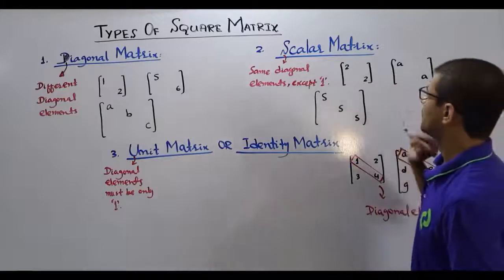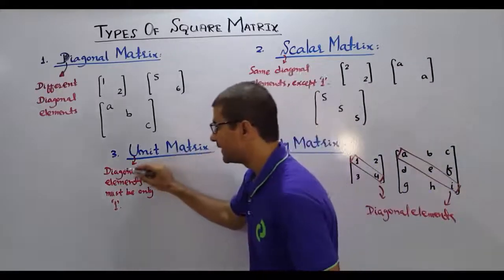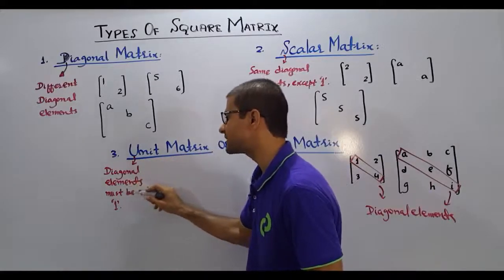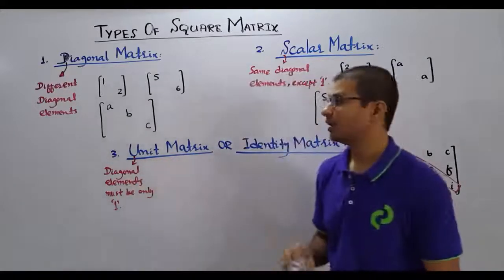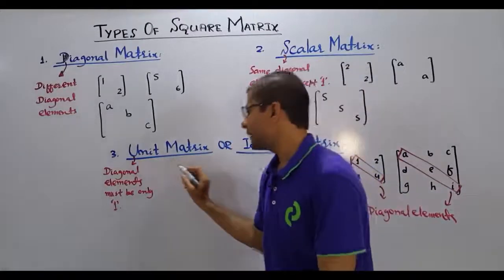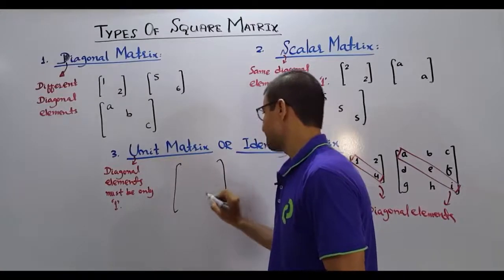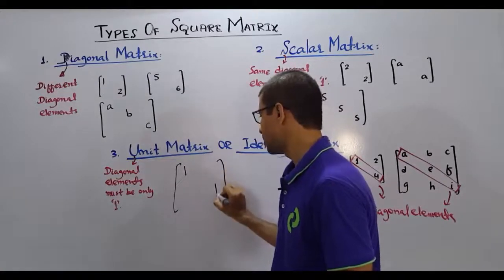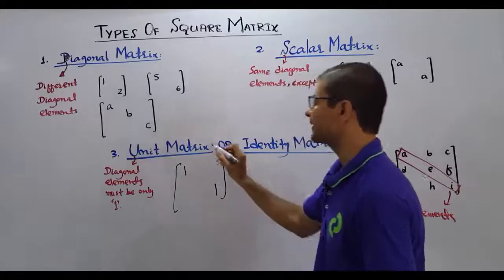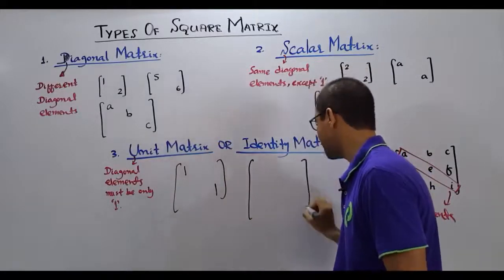Okay, come to unit matrix. In a unit matrix, diagonal elements must be only 1. Unit means what? Unit means 1. 1 1. This is a square matrix, this is unit matrix of order 2 by 2. Now we have a unit matrix of order 3 by 3.